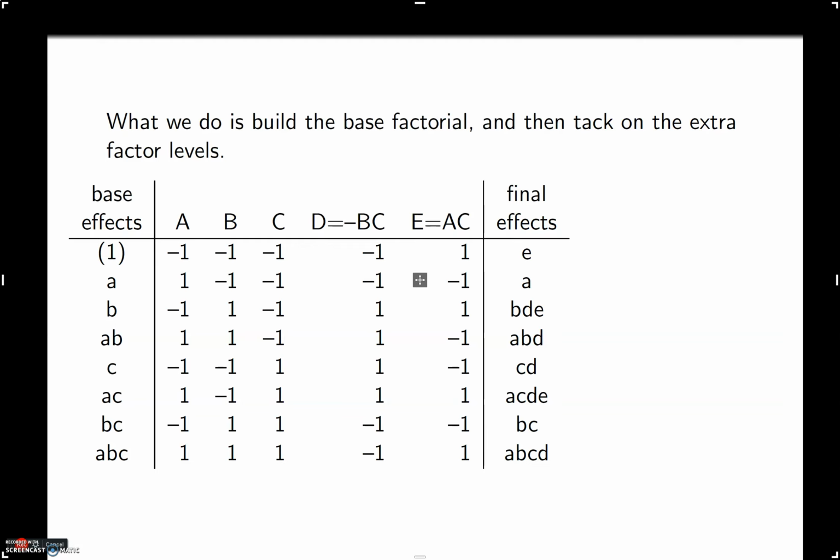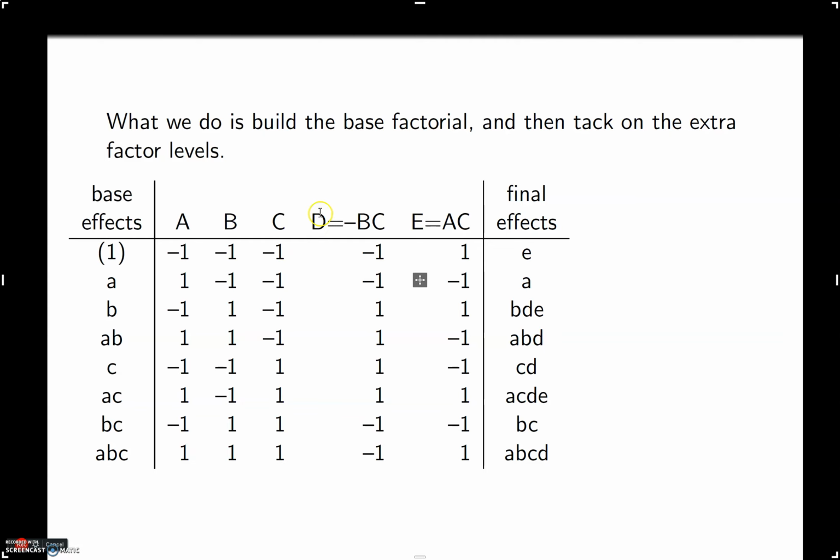Okay, so we need to build our base factorial, thinking about what our base is, and then tack on those extra levels based upon the base. So you remember before when we had that huge table and it looked like, well, how do you come up with all those negative ones and ones? And I said, don't worry about this right now. Well, now I'm going to show you how those terms are realized. So for example, if we're trying to estimate the grand mean, we don't want to estimate A, B, or C. So all those terms are negative 1 here.